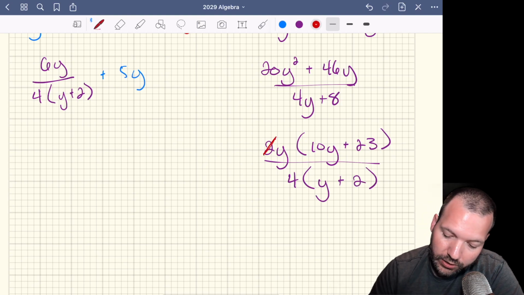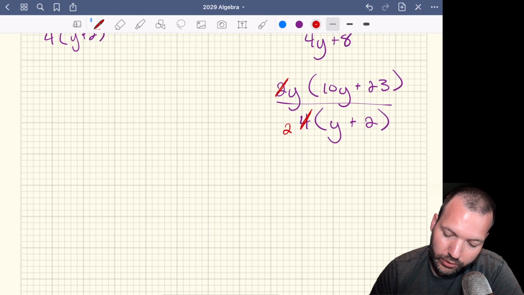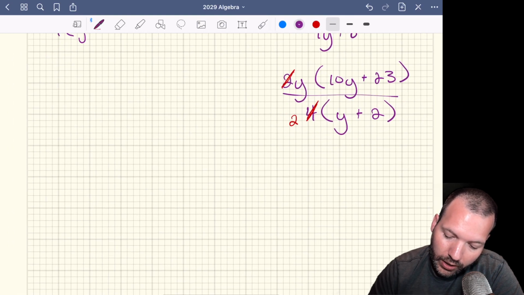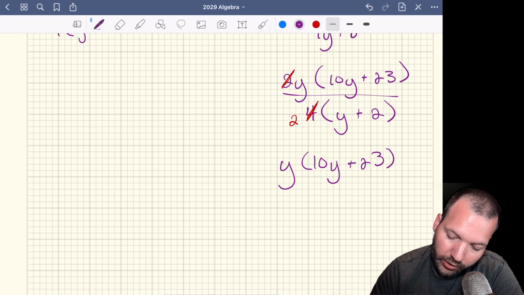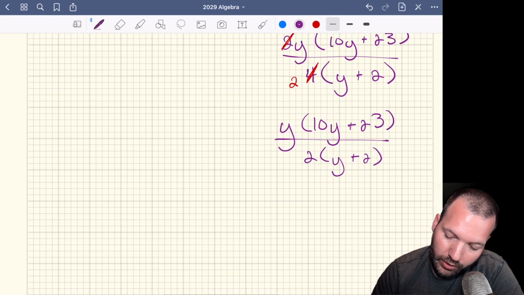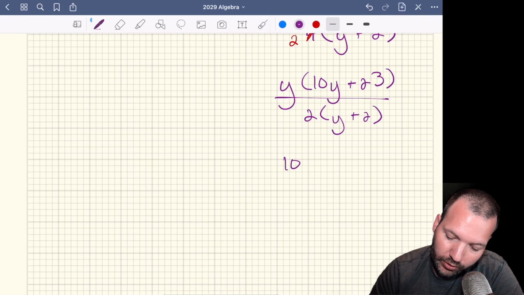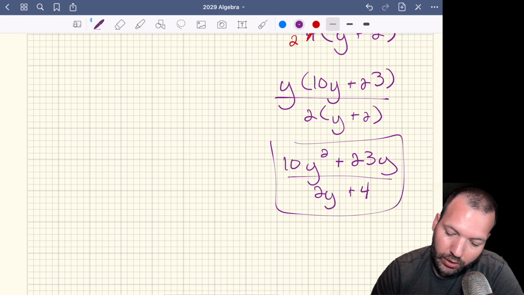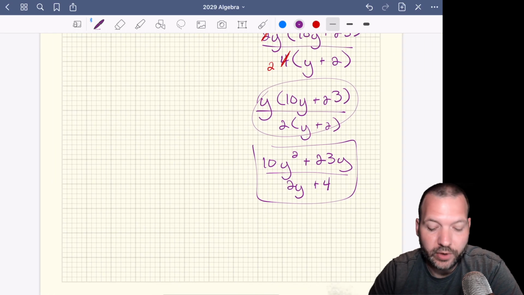Not a ton of cancellation we can do with that, but the 2 and the 4 do turn into 2, and so we get y times 10y plus 23, the quantity, all over 2 times y plus 2. And not that we would have to do this, but we could expand that back out: 10y squared plus 23y over 2y plus 4. But again, either one of these answers would be fine.